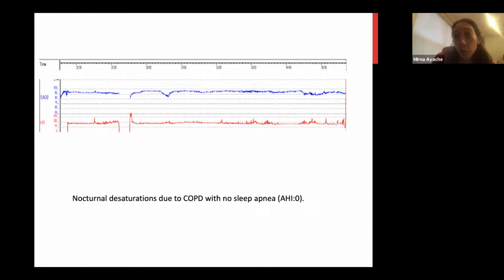That was thought to be due to COPD; the patient had COPD. And also here you can see a desaturation. Those are what we call sustained desaturations due to cardiopulmonary disease, versus episodic desaturation due to sleep apnea.